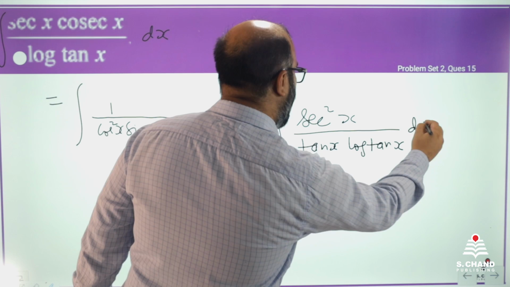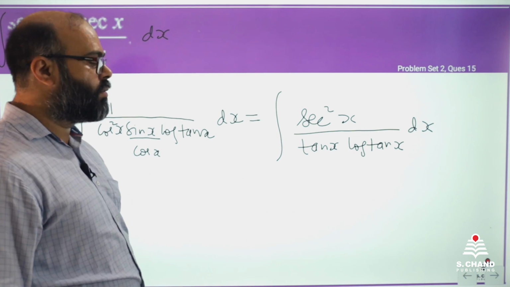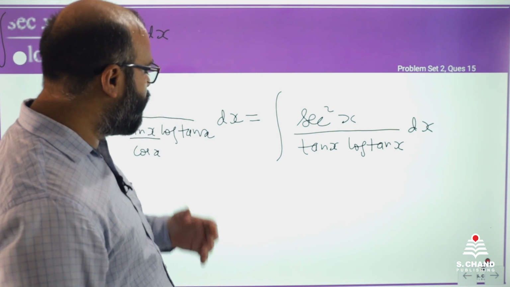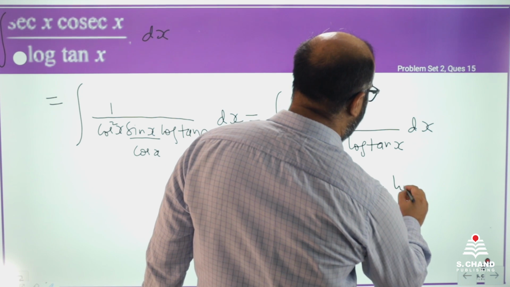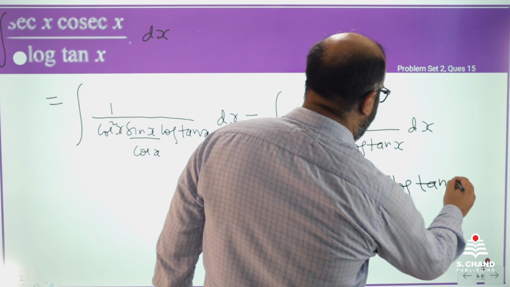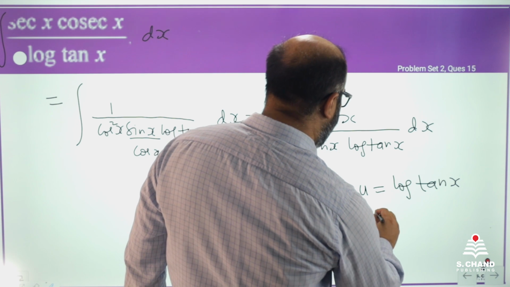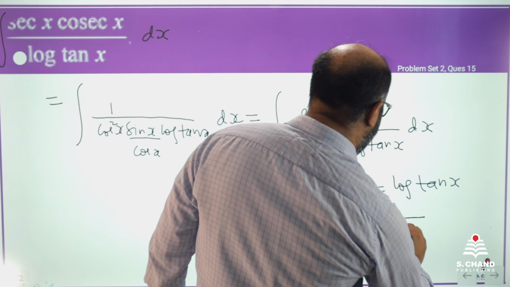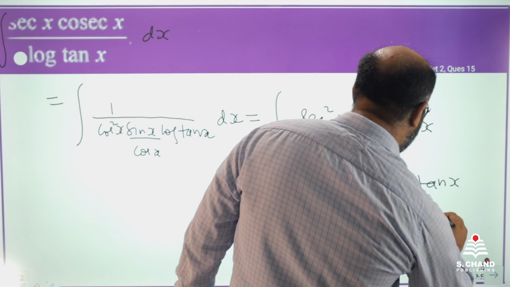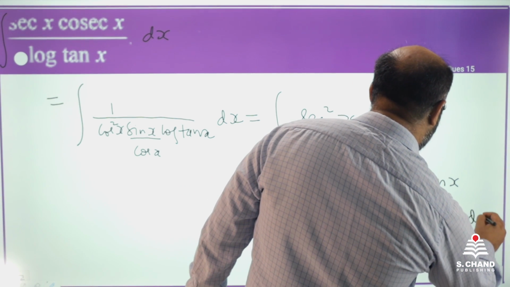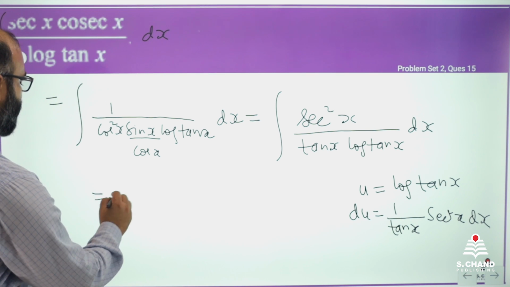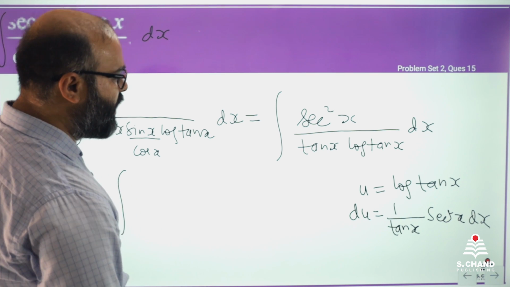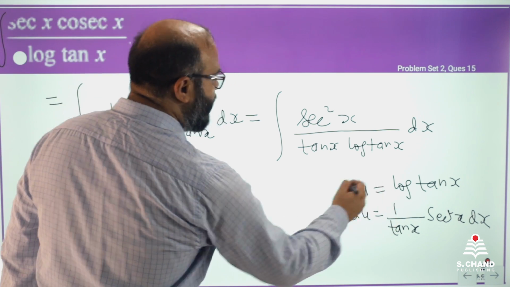So you have to do a bit of manipulation here. Now after doing this manipulation, you can do substitution. What substitution can you do? Let u be equal to log of tan x. Now when you differentiate u, you get 1 by tan x, and the derivative of tan x is sec square x dx. So we have this as the integral of sec square x dx by tan x as u.